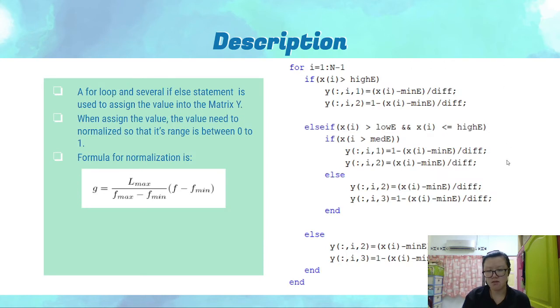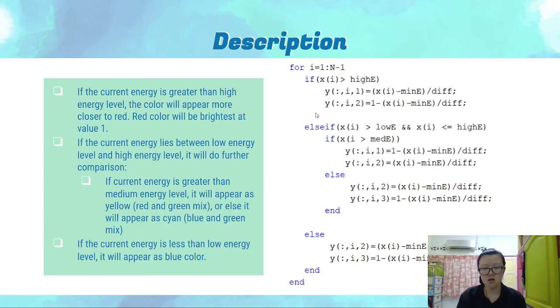And this is the for loop I use to assign the color value. In the for loop, I use several if-else statements so that the conditions are clear and it can assign the color to the matrix accurately. When assigning the value, I need to normalize it so that it's between 0 and 1. And this is the formula for the normalization.